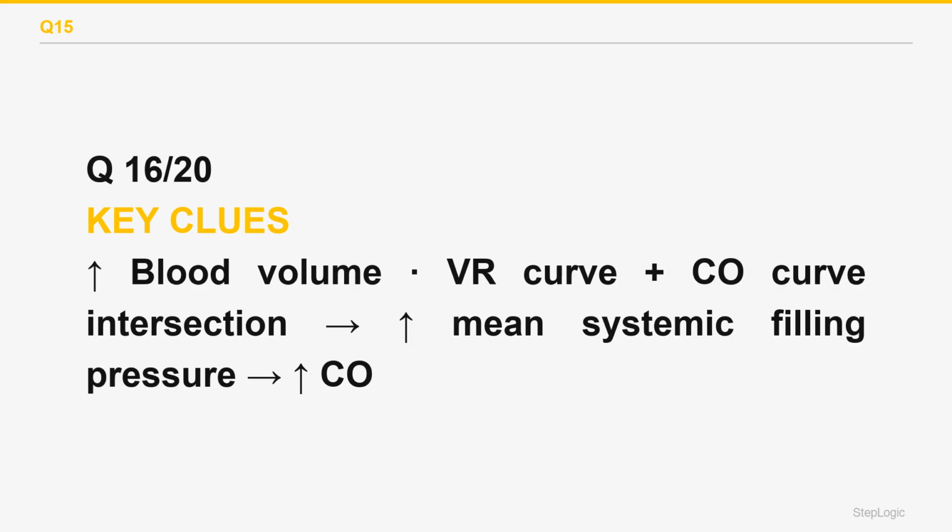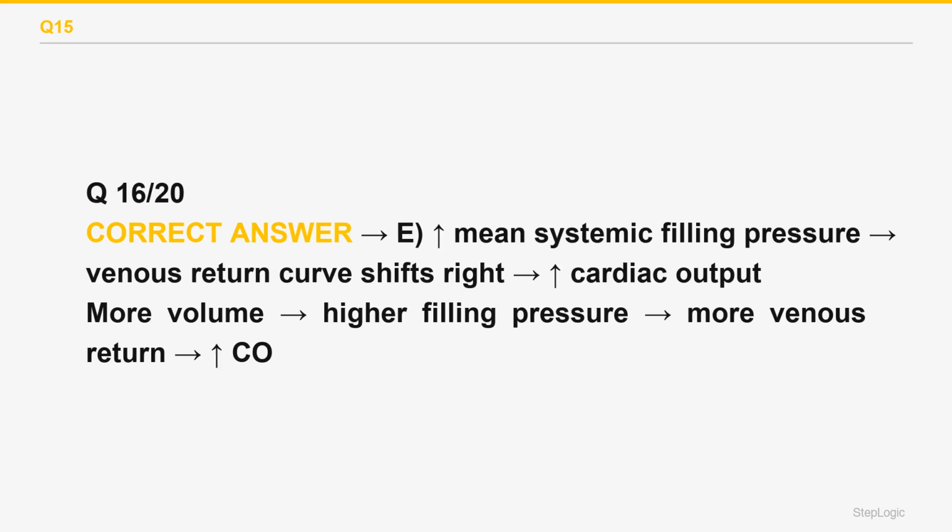A transfusion increases blood volume, which raises the mean systemic filling pressure. This shifts the venous return curve to the right. It crosses the x-axis at a higher pressure, and the new intersection with the cardiac output curve occurs at a higher cardiac output and higher right atrial pressure. The correct answer is E.